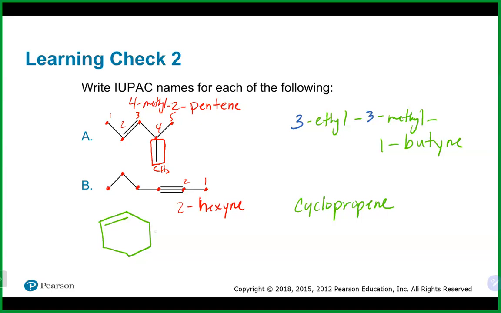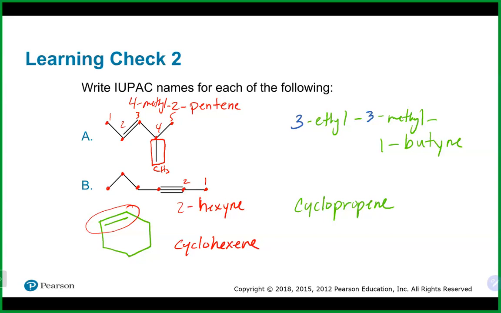This one I drew, which is based off of cyclohexane, but it does have the double bond, which then would make it cyclohexene, right? In this case, once again, you do not need to give any numbers because wherever that's located, it's assumed to be carbon number 1. So you don't have to actually give a number on that particular one. Any questions on any of those 3 names?